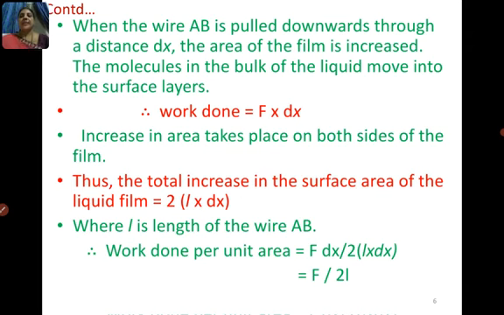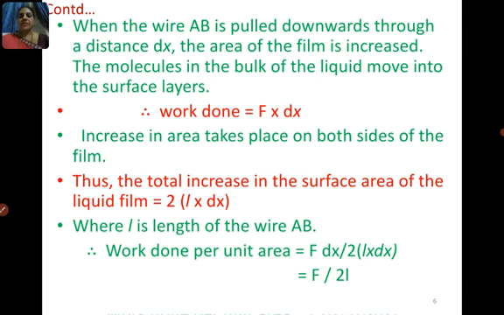When the wire AB is pulled downwards through a distance dx, the area of the film is increased. The molecules in the bulk of the liquid move into the surface layers. Therefore, work done is equal to force into displacement, F into dx. Increase in area takes place on both sides of the film. Thus, the total increase in the surface area of the liquid film is equal to 2 into L into dx, where L is the length of the wire AB.